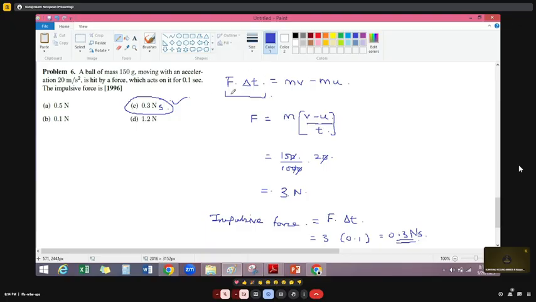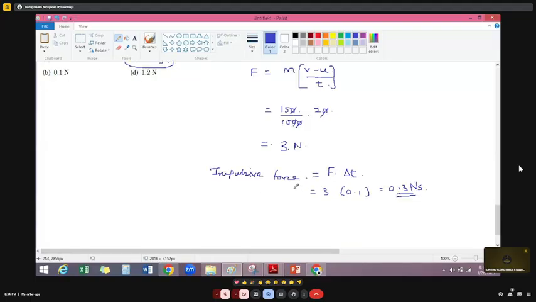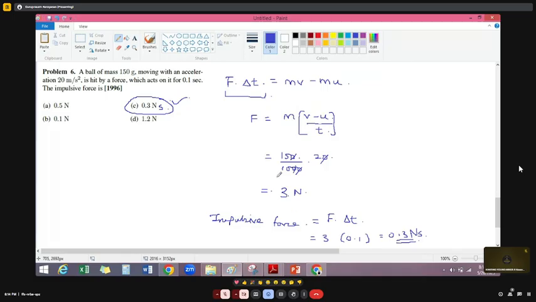I thought I could calculate impulse directly, but I realized that they have not given the velocity, they have given the acceleration. If they had given the initial velocity and final velocity, I could easily calculate the impulse from that. So I had to rearrange to get the force, and force into time gives me the impulse.